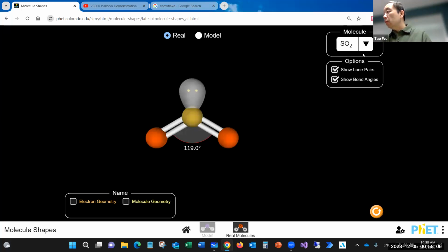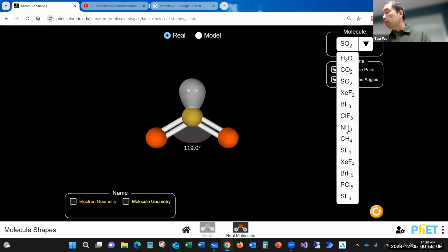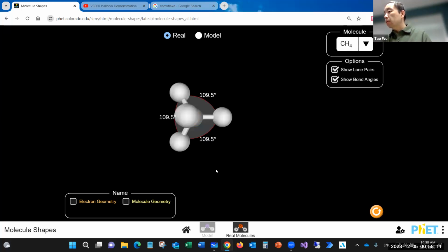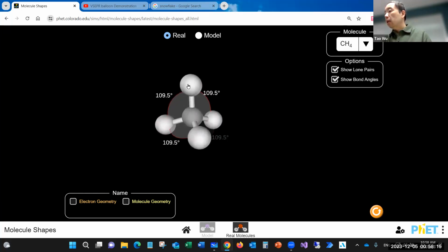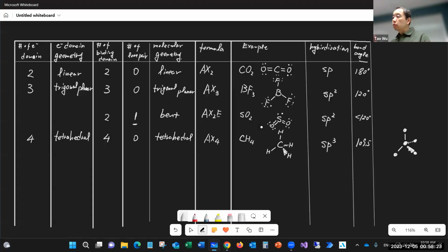So one example is just methane. So this is methane. The carbon is inside and the hydrogens outside. Then that's 109.5 for the bond angle. Are you clear? Okay, so I'm going to stop here.